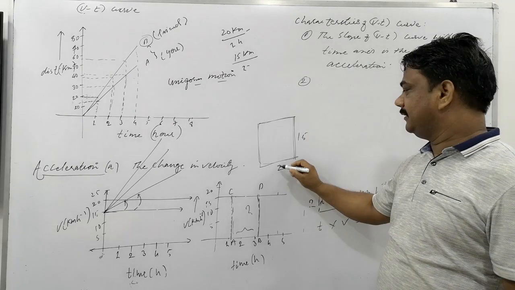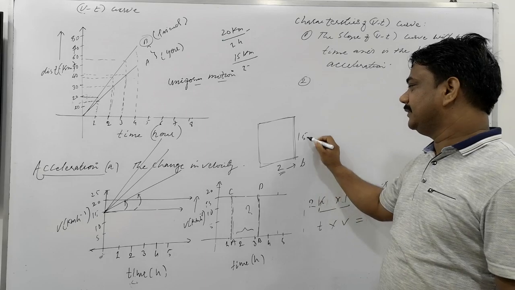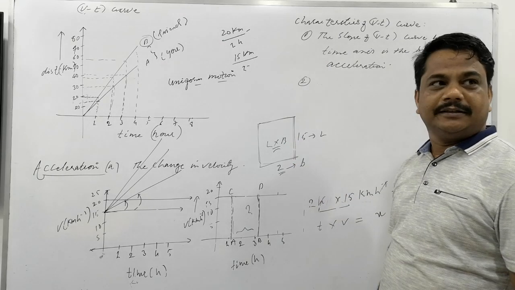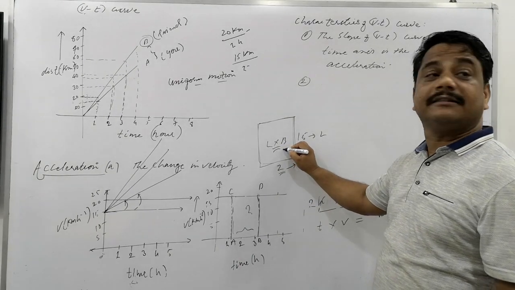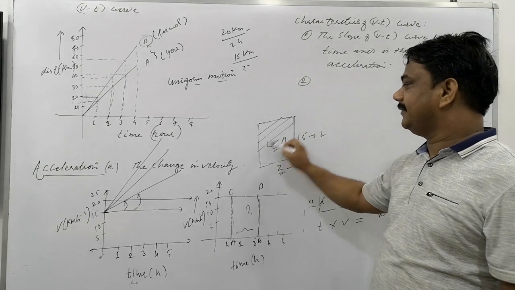Rectangle. It's a rectangle, and this 2 is called breadth and this is called length. So you have multiplied length into breadth. Length into breadth is equal to the area of rectangle. So you are finding here the area of a rectangle.